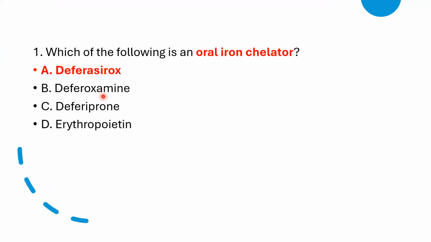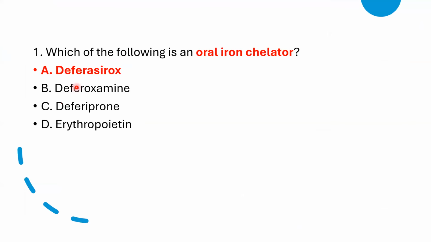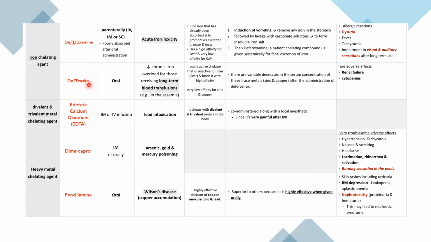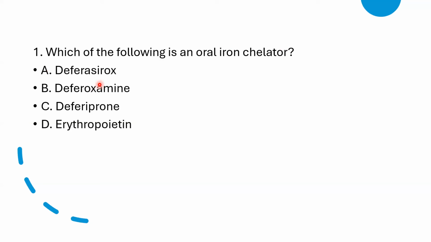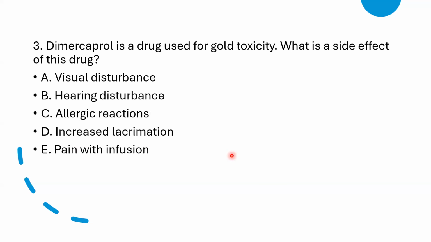Deferasirox is oral, so anything else would be the IV. No, sorry, deferoxamine is the IV. I'm so sorry. It's the parenteral one. And deferasirox is the oral one, with or without the X. Please remember this. This is really high yield.